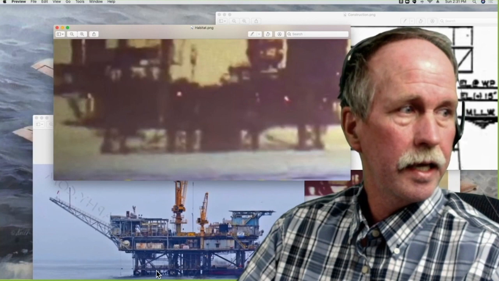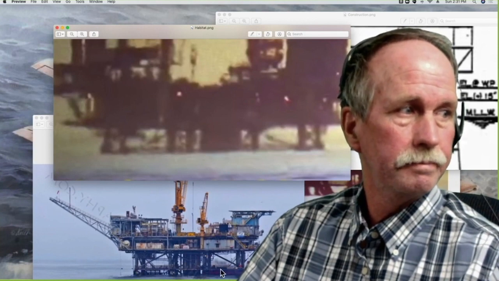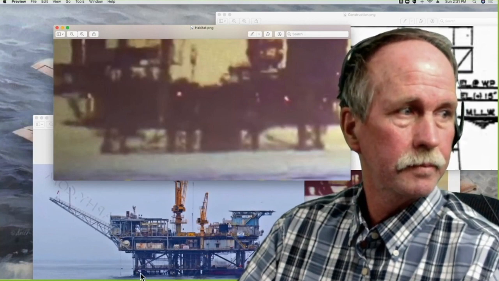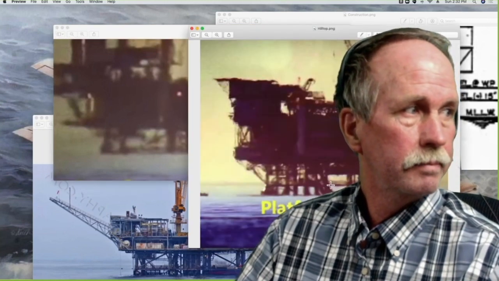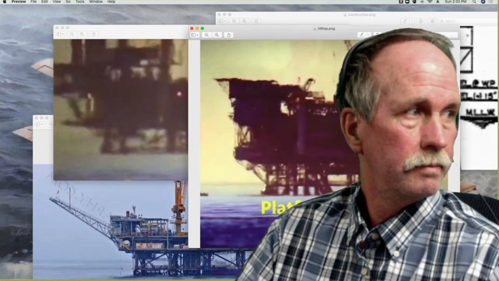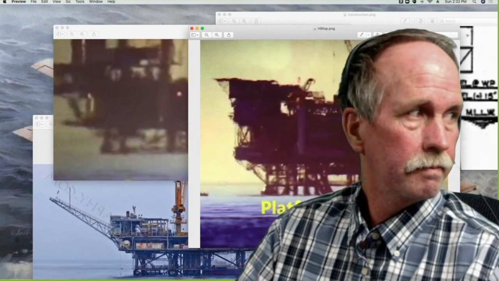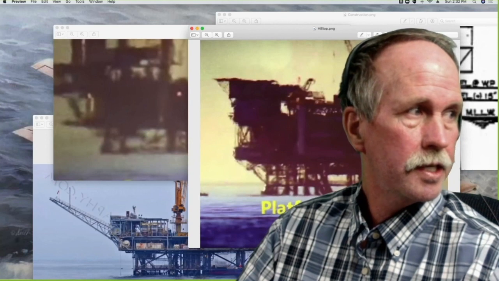We are not seeing any of this structure down here. Would you agree? See, we clearly see it here. That is what we're seeing, that railing. We're seeing the top of this railing right here. Yep. That's what we're seeing. We're not seeing any of this structure down here.